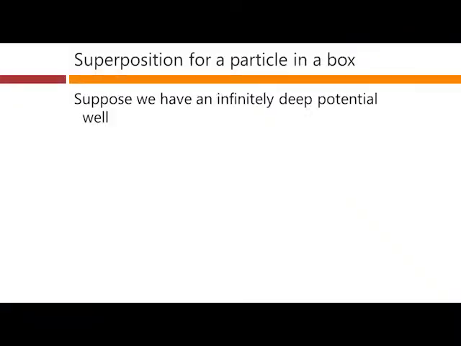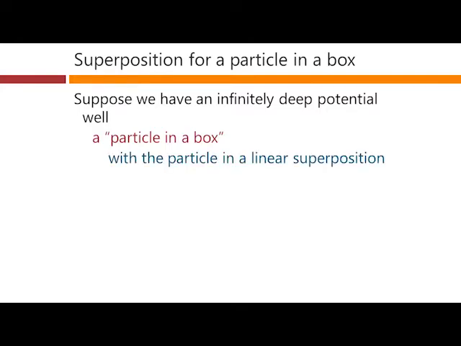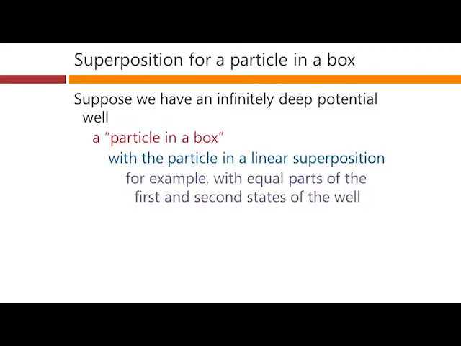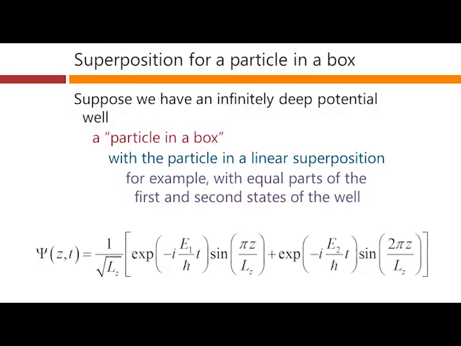So we are going to suppose we have our infinitely deep potential well as before, which we call our particle in a box problem. And we're going to put the particle in a linear superposition of states of that box. For example, we'll create a linear superposition that has equal parts of the first and second states of this well. So here is our linear superposition, and we'll show how we've put that together here.